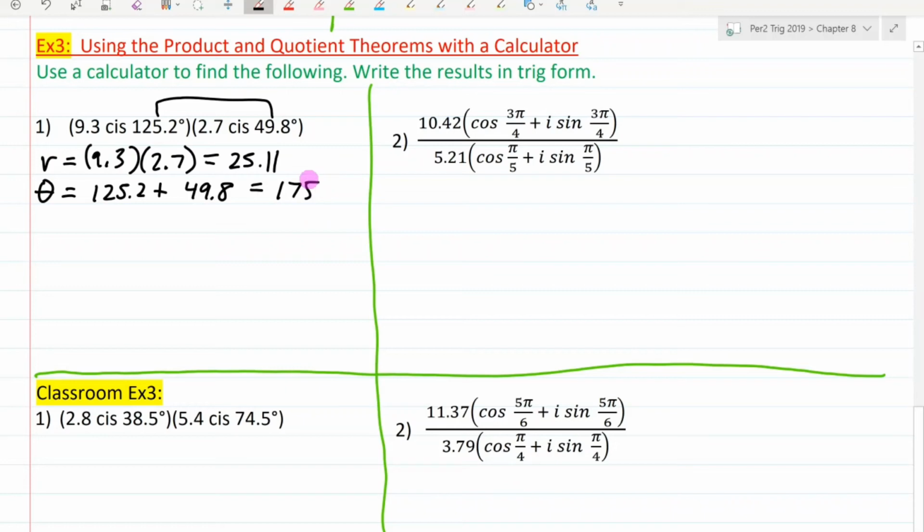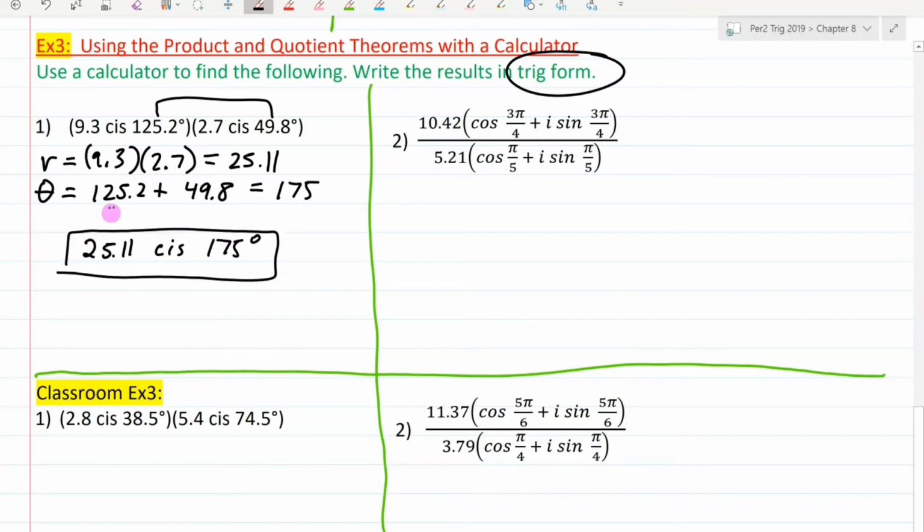175. And so your final answer in trig form will be 25.11 cis 175 degrees. And we don't have to put 0.0 because that's an exact answer. We didn't do any rounding. It came out exactly 175 degrees.